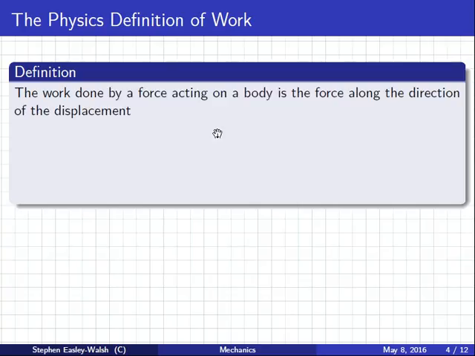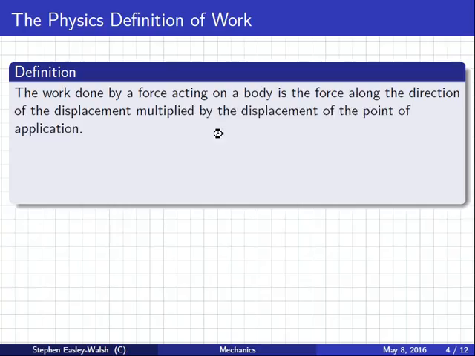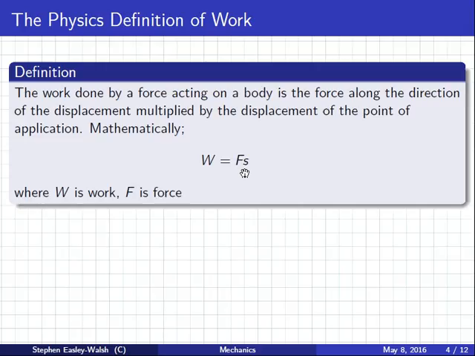So the definition of work as a physics term is: work done by a force acting on a body is the force along the direction of the displacement multiplied by the displacement. In other words, simply put, as a formula, work is force multiplied by distance, W = F × S, where W is work, F is force, and S is the displacement, the distance. Actually, really, I should say distance rather than displacement, but whatever.